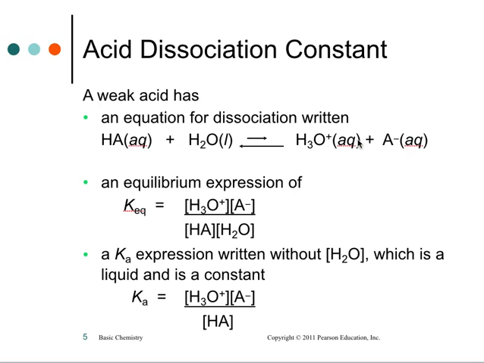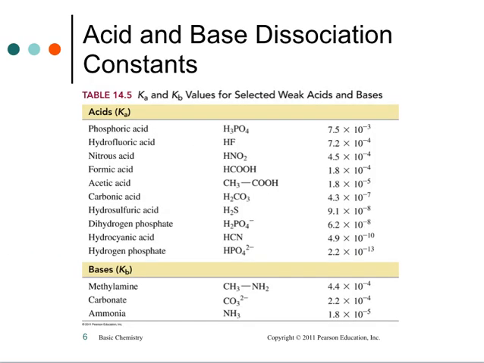This is aqueous, this is aqueous, this is aqueous. So it's essentially Ka equals the concentration of hydronium times the concentration of the conjugate base divided by the weak acid itself. And if you have a very large number, then you're going to have a strong acid. And if you have a very small number, a negative exponent of 1 times 10 to the something, if it's negative, you should say that it's a weak acid. Pretty easy to say.